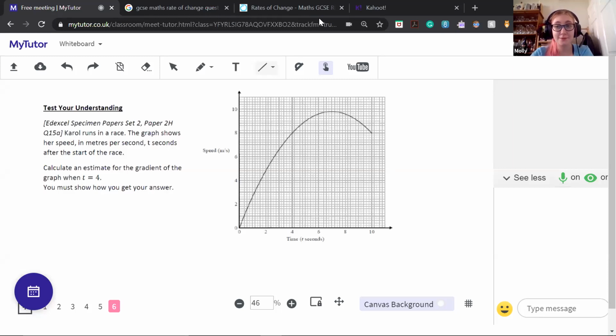Cool. Taib's got it right. Fantastic. Anybody else? Louise has got it right. Yeah. No one else? Okay, so this shows us acceleration.